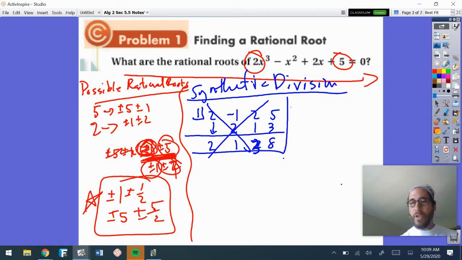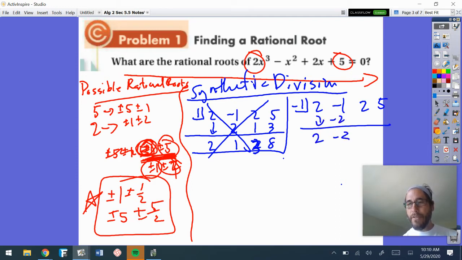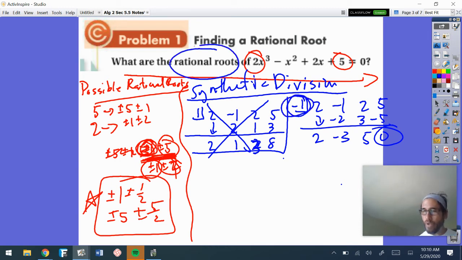All right, so that guy's no good, so let's try negative 1. We can do synthetic division with that. Let's see, drop that 2. That'd be negative 2. That'd be negative 3. That'd be 3. That'd be 5. That'd be negative 5. That'd be 0. Sweet! That means this guy right there is a rational root.